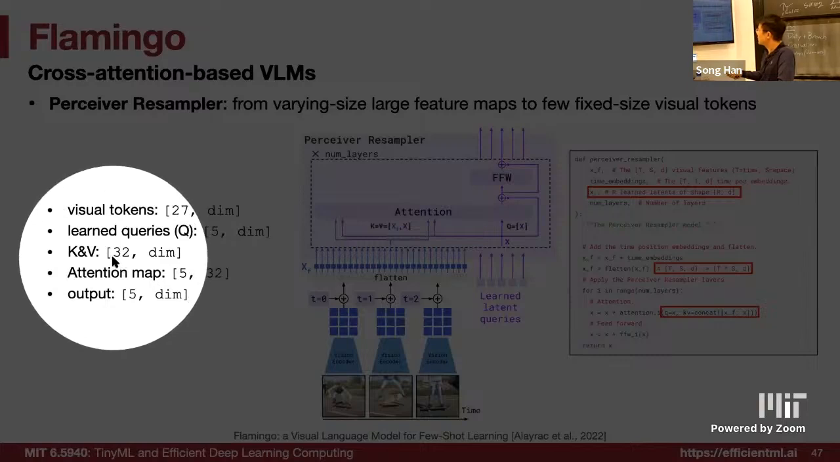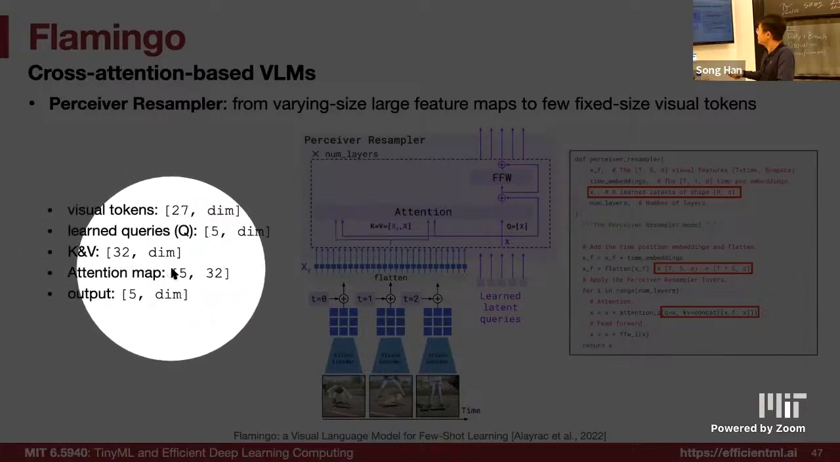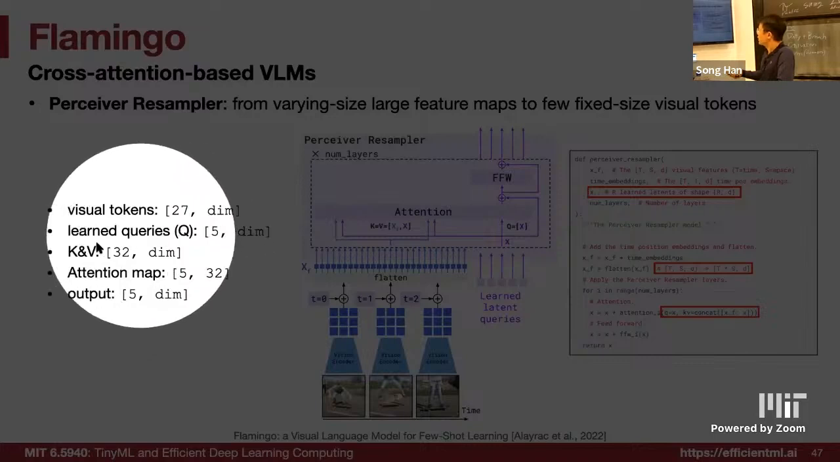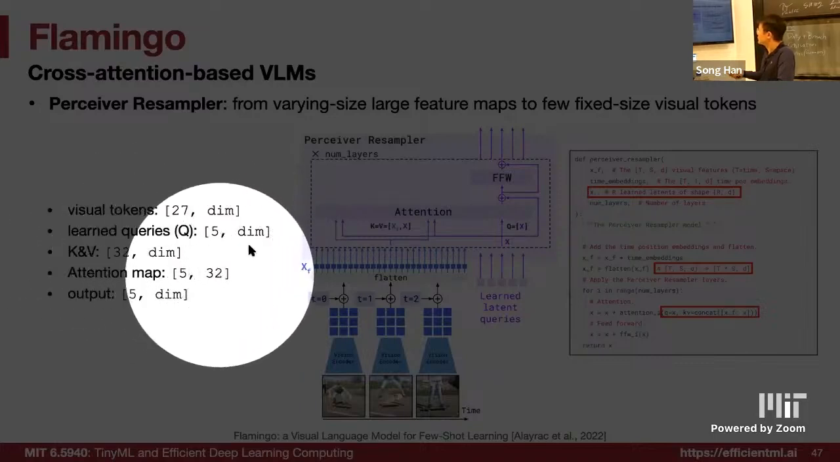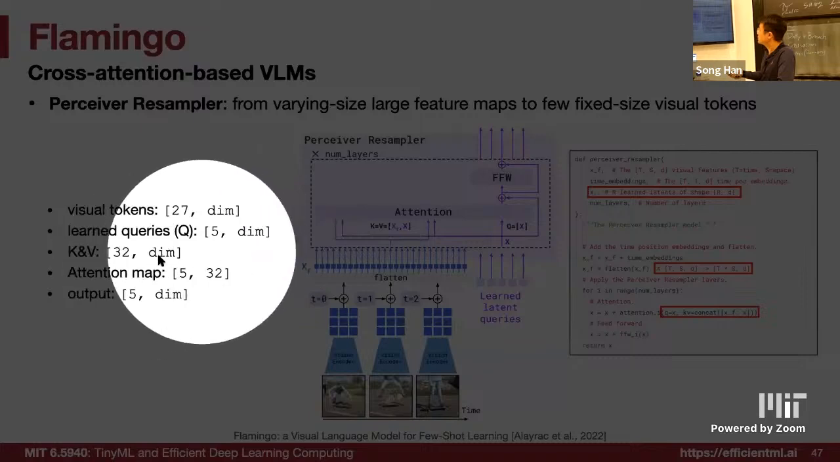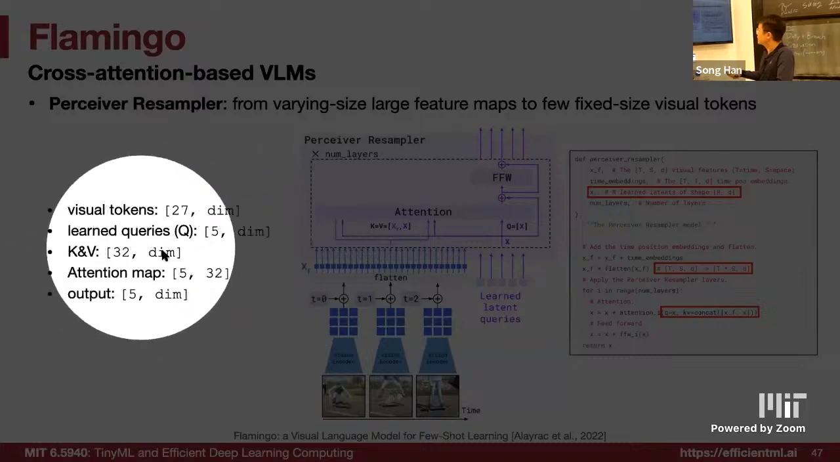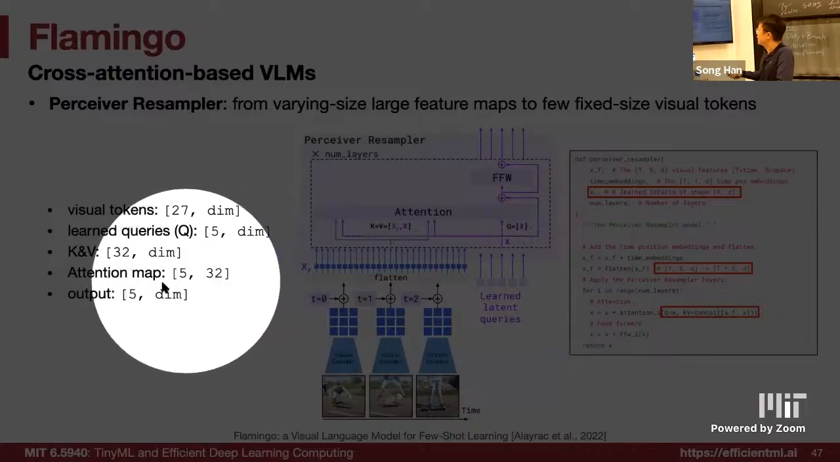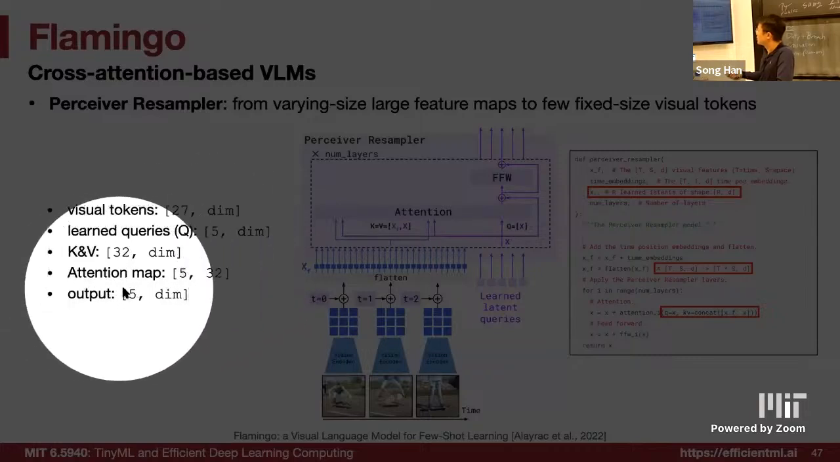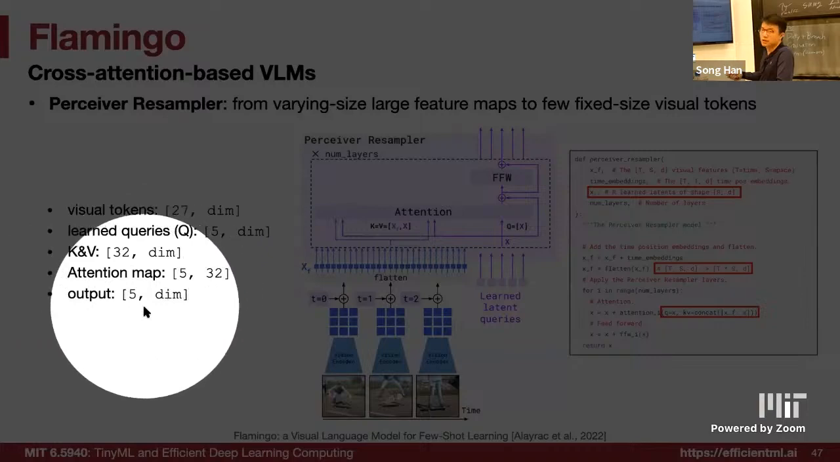We concatenate them together for the K and V. And then the attention map will be Q times KV. Altogether it's 5 times 32. The hidden dimension is reduced. So we have a 5 by QK transpose, and we get 5 by 32. And we multiply that by the V. We get a 5 times hidden dimension.